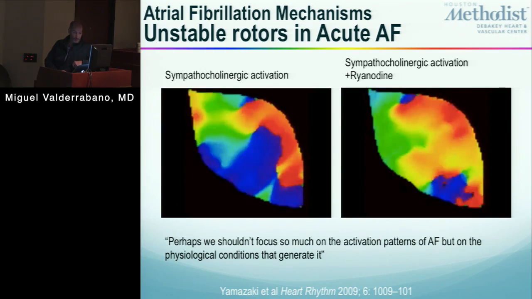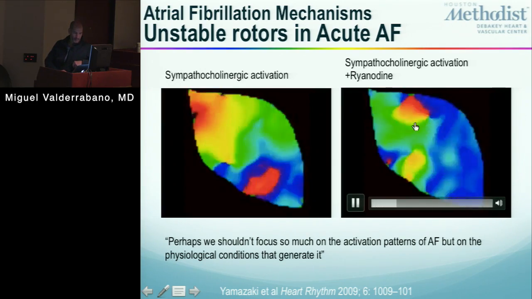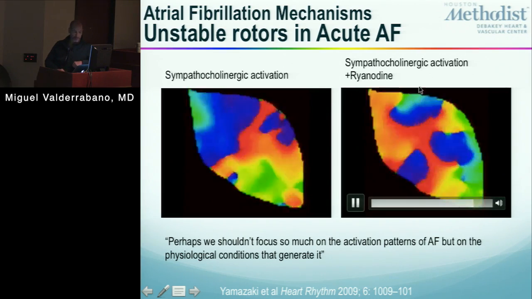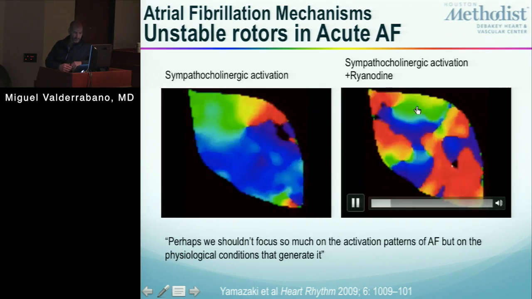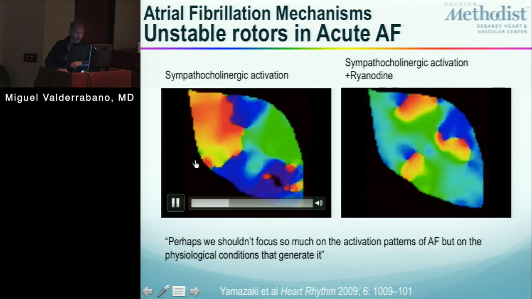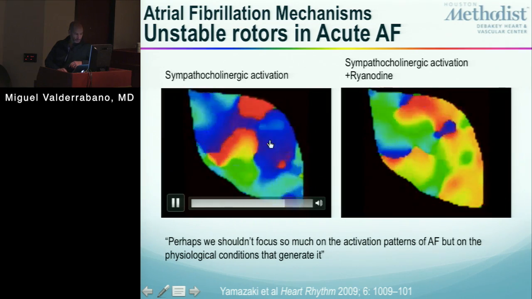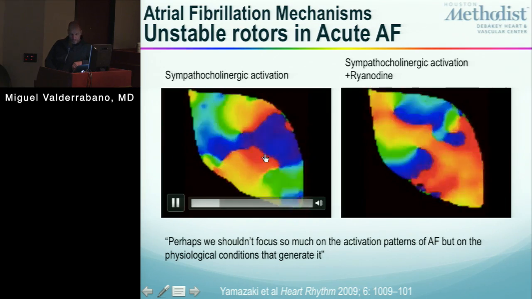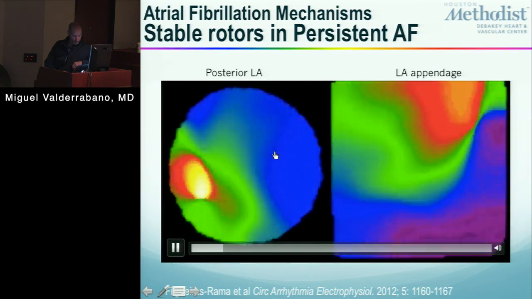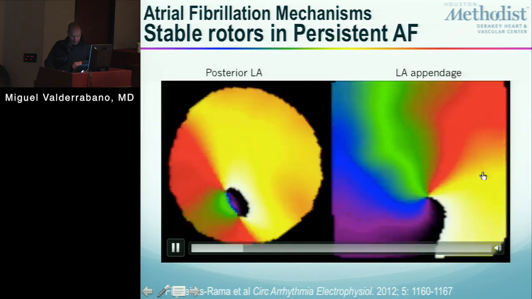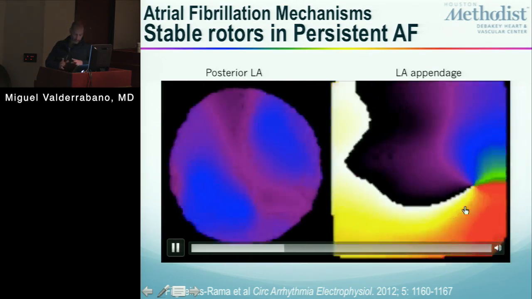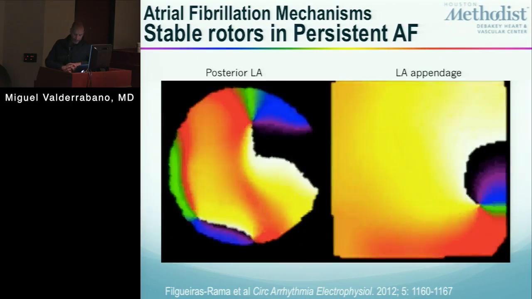And in different experimental models, you can reproduce that. This is atrial tissue exposed to carbachol, a cholinergic agonist, isoproterenol, a beta agonist, and ryanodine, and you get a stable rotor. When you don't have ryanodine, the rotors tend to be unstable. So you get them, and then they go away. In persistent AFib models, you tend to have a stable rotor. In this case, kind of meandering, but located in the left atrial appendage. This is a sheep model.